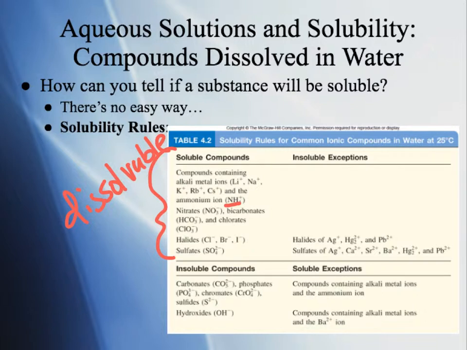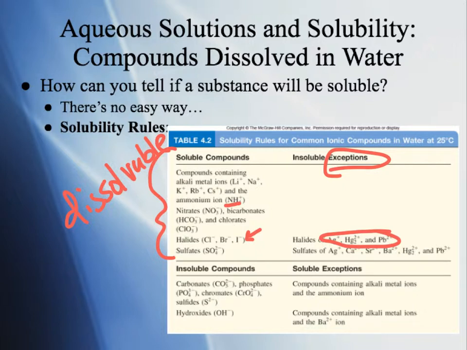Now the halides, those are the halogen group, group 7. Chlorine, bromine, and iodine are generally soluble, except you see here we have some exceptions. If chlorine, bromine, or iodine is hooked up with any of these three, they are insoluble. So the silver chloride that we saw earlier in the lecture, we said that was insoluble. That's because the chlorine is hooked up with silver.